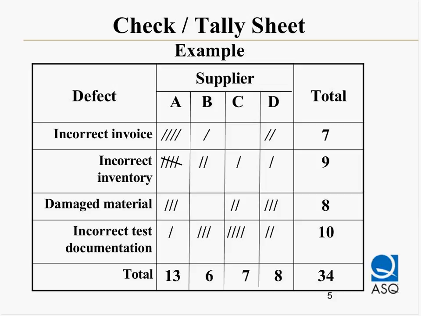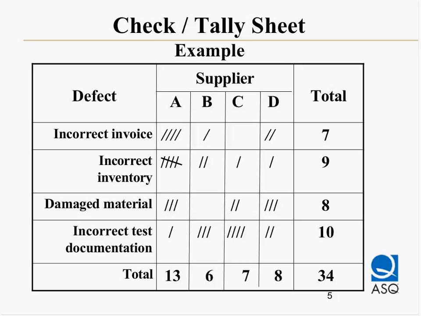Let's take a simple example. Continue with supplier A. We have 4 slash marks in the incorrect invoice row. We have 5 in the incorrect inventory row. Let me go back, I misspoke. We have in the incorrect invoice row 4, in the incorrect inventory row 5, 3 in the damaged material row, and 1 in the incorrect test documentation row. Total of 13 separate defects noted with respect to supplier A. We do the same thing for B, C, and D.